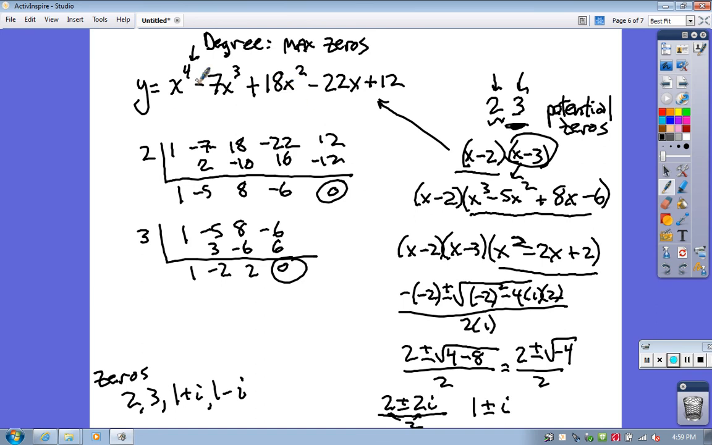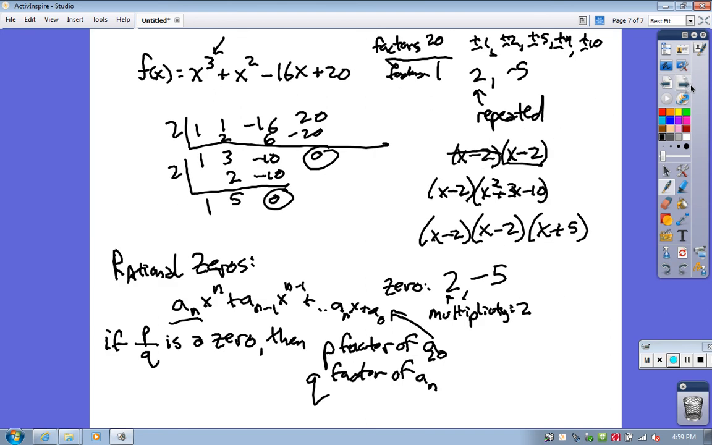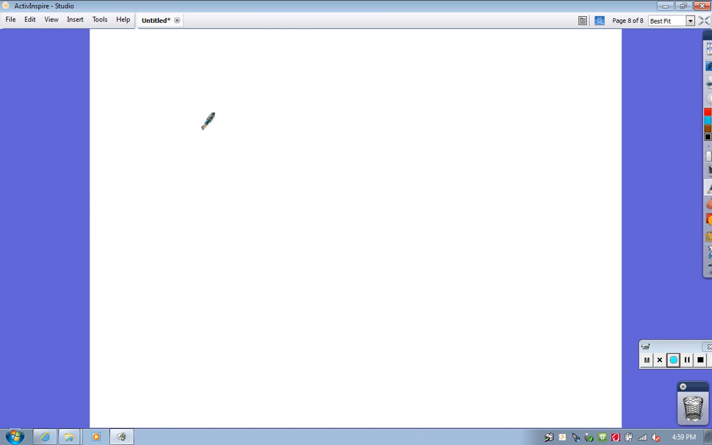Notice this one, the back number is 12 and the front number is 1. So factors of 12 over factors of 1 would give us plus or minus 1, 2, 3, 4, 6, and 12, all over plus or minus 1, 2, and 3. Boom. Those were there. These don't fall in because they're not rational, they're imaginary. So that actually helps us a lot. That gives us another way to find zeros.